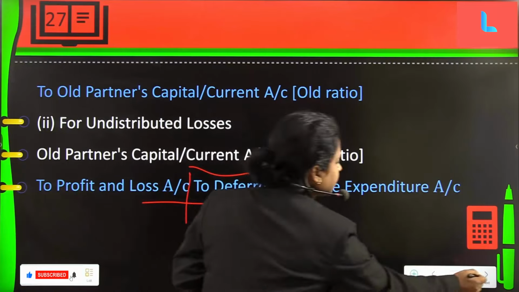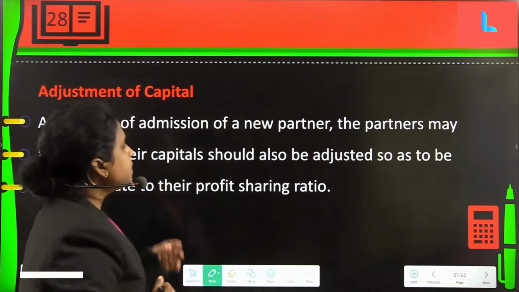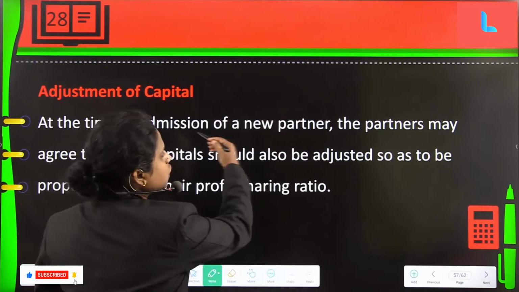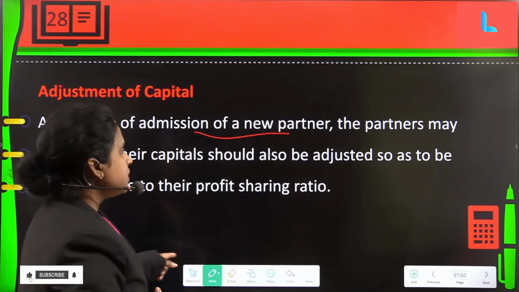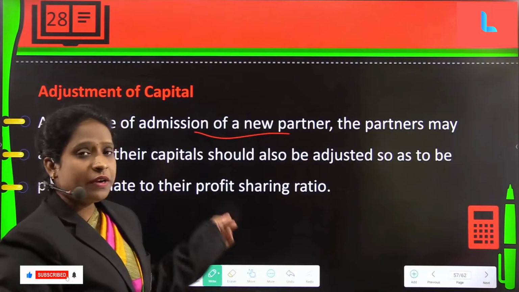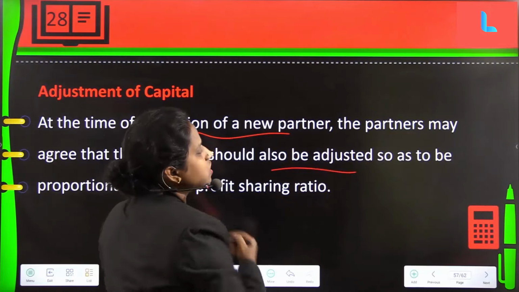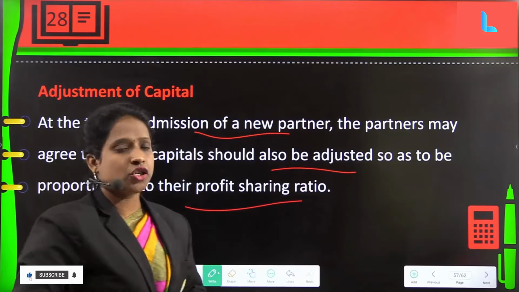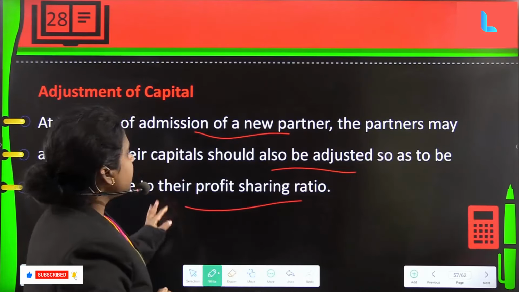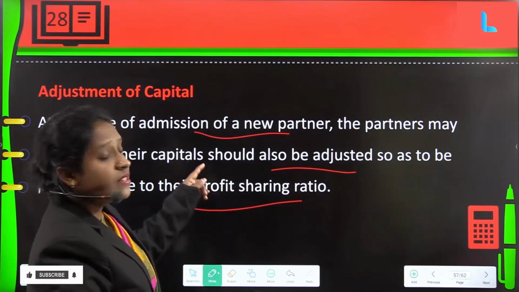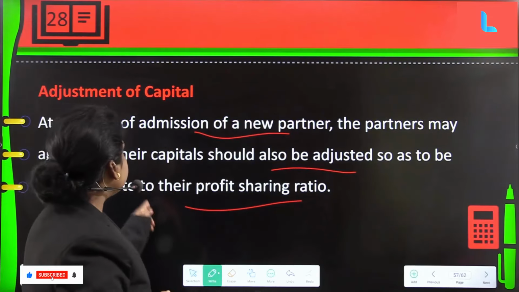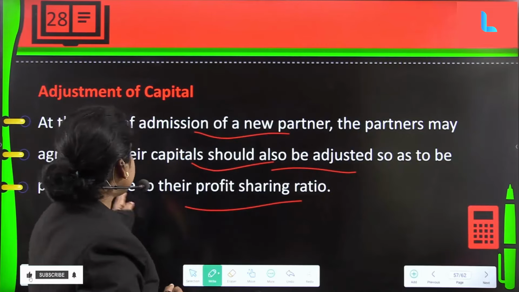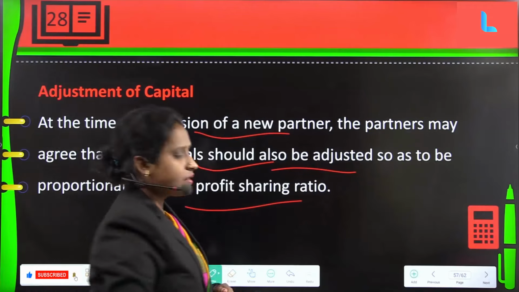Then further, adjustment of capital. Here you can understand that at the time of admission of a new partner, the partners may agree that their capital should also be adjusted so as to be proportionate to their profit sharing ratio.